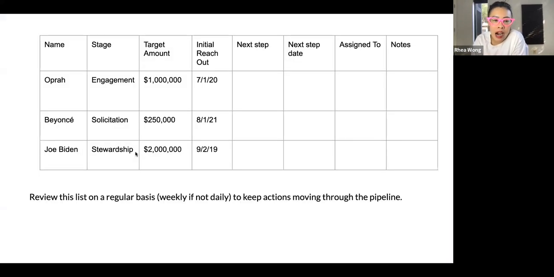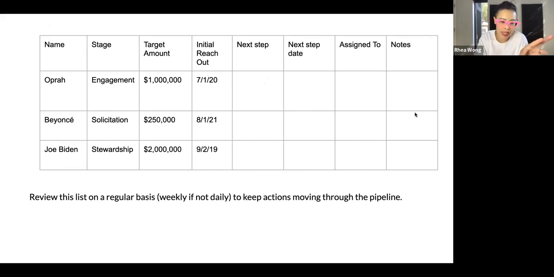Then the other thing that I want you to do, and this can be very simple, you all have spreadsheets, you all have Google, you have the name, you have the stage that they're in. So the stage that they're in reflects the different pieces of the pipeline. Are they in the engagement phase? Are they in solicitation, et cetera? You write down the target amount. You write down when was the initial reach out. You write down the next step, when you're doing the next step, who's doing it, and what the notes are.